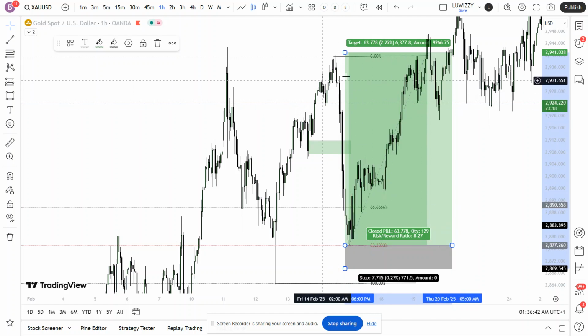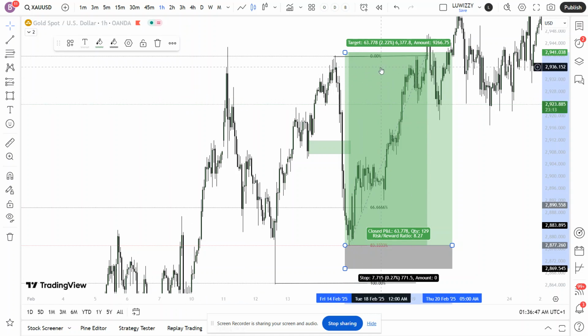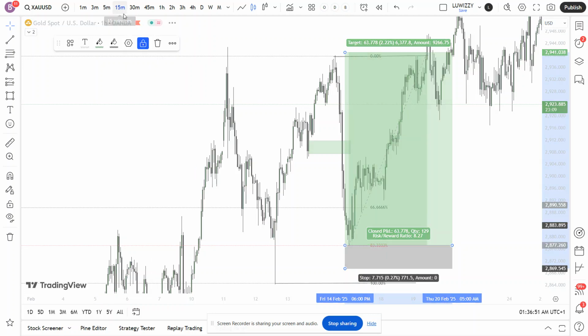I closed my trade around here when price mitigated this zone. I just closed my trade, because I was satisfied with the profit I was seeing, so I don't need to be greedy. Because most times you tend to be greedy and price will take back your profit. You be like, what the fuck.